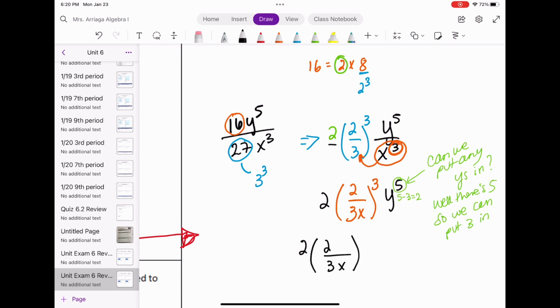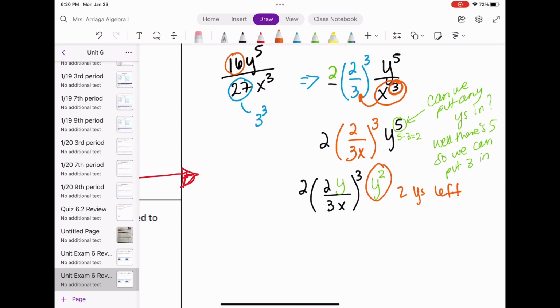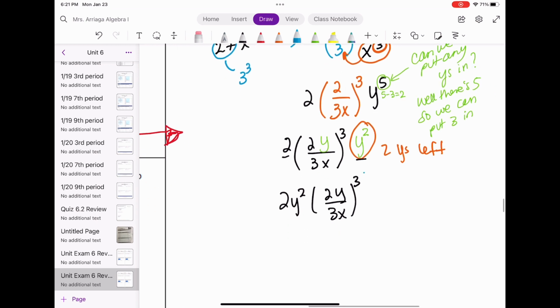And let's rewrite that. I'm going to put a y. I'm going to put 3 y's inside. And I'm going to keep 2 outside. Okay. Now we're done. Let's just put the terms that are outside together. So we have 2y squared times 2y over 3x to the power of 3. And that's how we get that to also be an answer.